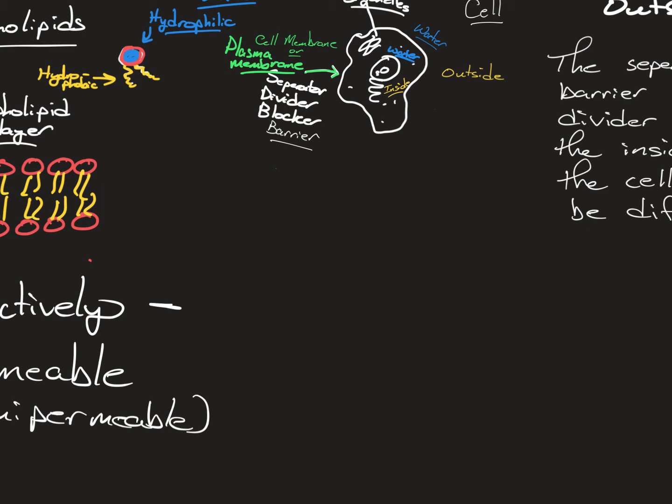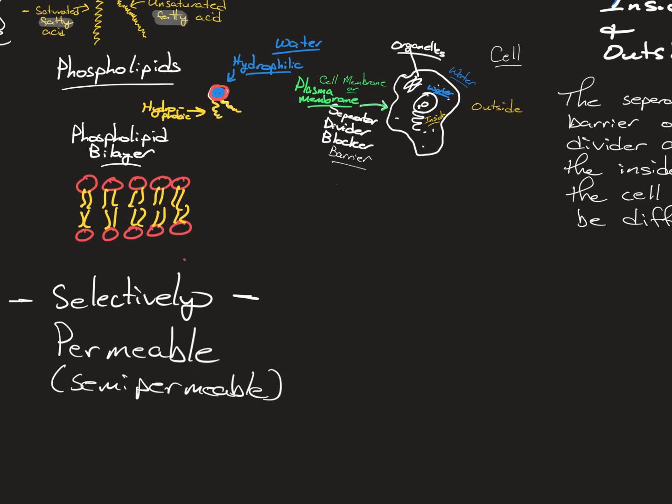But everybody try to focus here. You've got to get things in and out. This is a divider, a separator. It's partly hydrophobic, partly hydrophilic. It surrounds the whole cell. We're saying that the cell is semi-permeable or selectively permeable. It's going to allow some things in, some things not. So what do you need for that to happen?